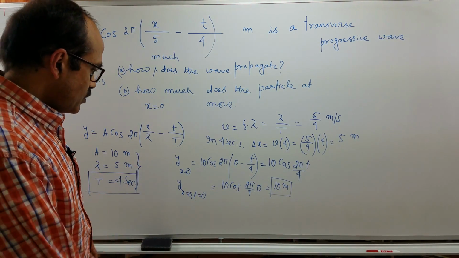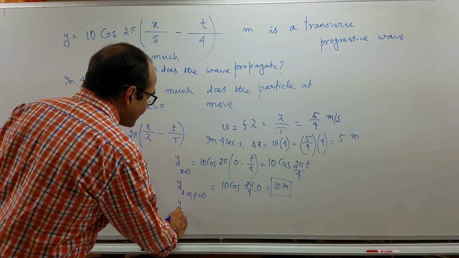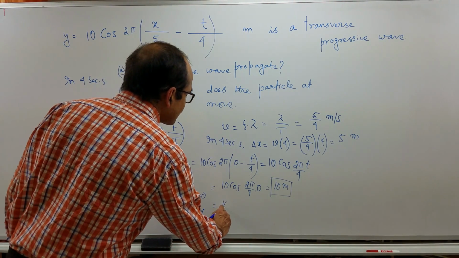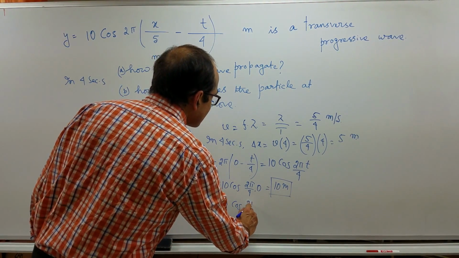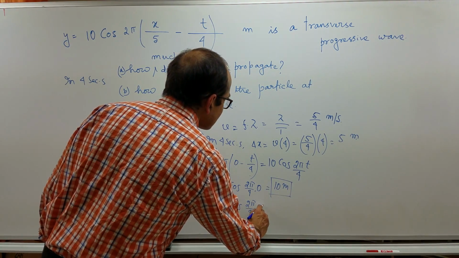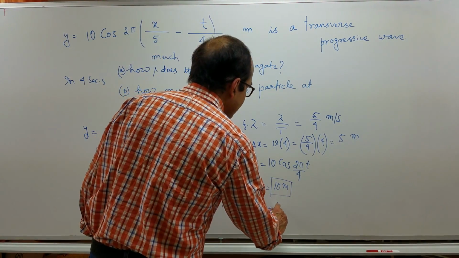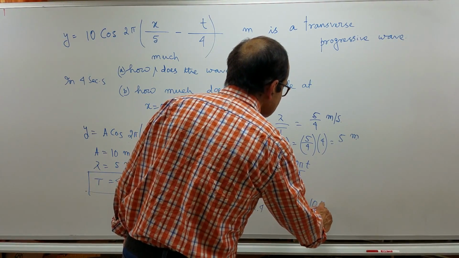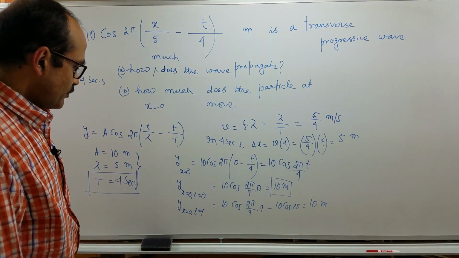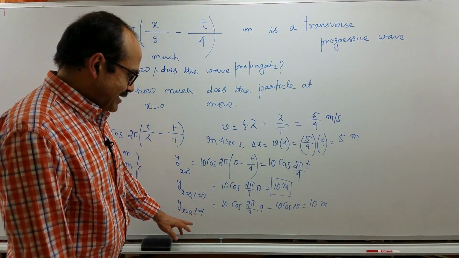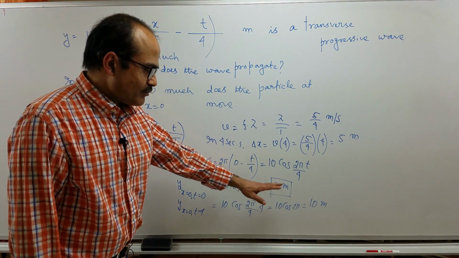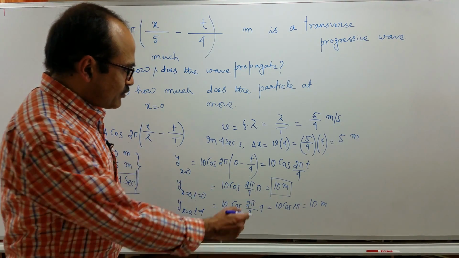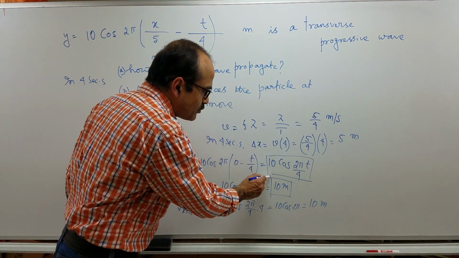Now, the position at t equal to 4 is given by y at x equal to 0 and t equal to 4, which is 10 cosine of 2 pi over 4 times 4. That is equal to 10 cosine 2 pi, and that is equal to 10 meters. So, the particle will be back to the point it started from. The particle is actually undergoing a simple harmonic motion.